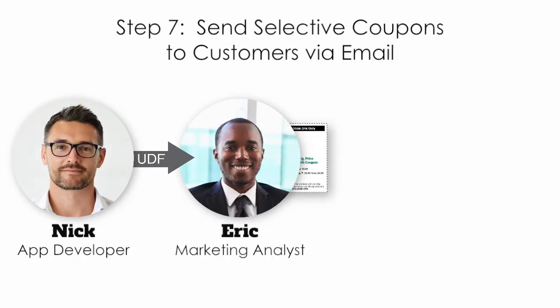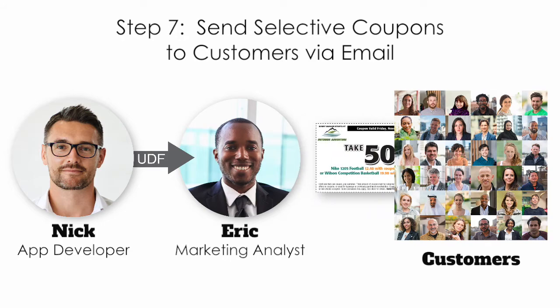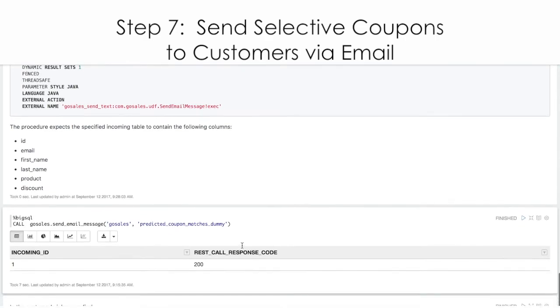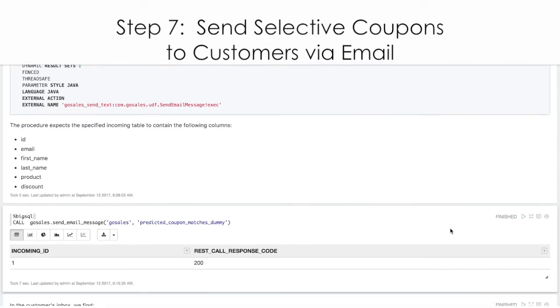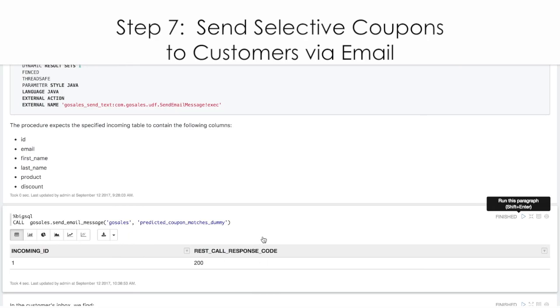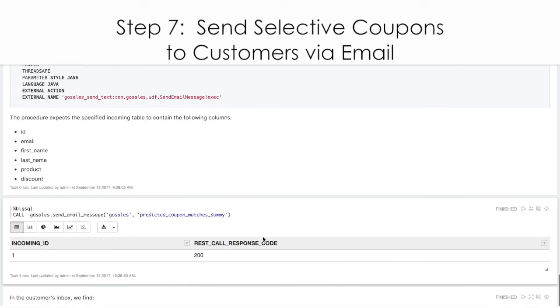Nick has created an application that can send out mass email when provided with required information. That application can be called via Big SQL as a UDF. Eric provides the required parameters for that UDF, visid, email, first name, last name, product and discount, which is the table created in the last step. Eric calls the UDF from Big SQL and provides the table that has all the columns required for all the customers. And run. The result comes back as code 200, which means OK, the execution was successful.